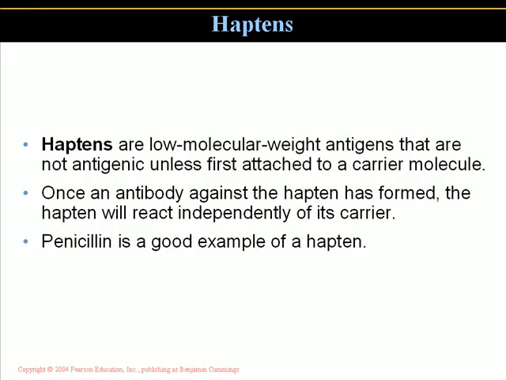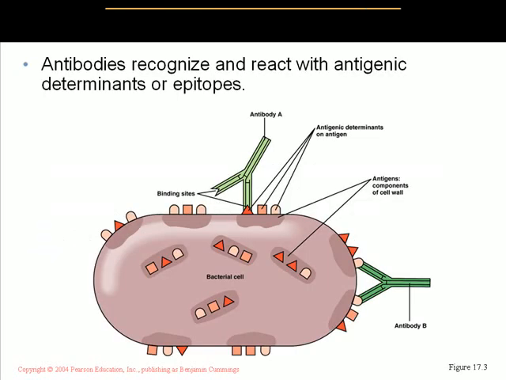Haptens: low molecular weight antigen, not antigenic unless it's first attached to a carrier molecule. Once the antibody against the hapten is formed, the hapten will react independently of its carrier. So if our system does recognize it, it will react. Penicillin is a good example of a hapten.